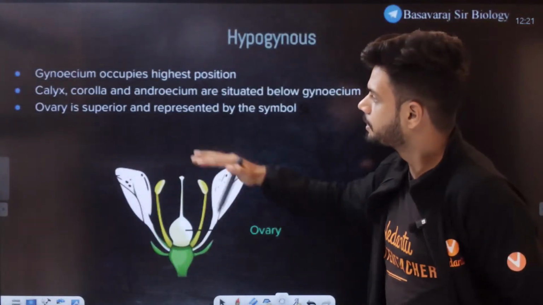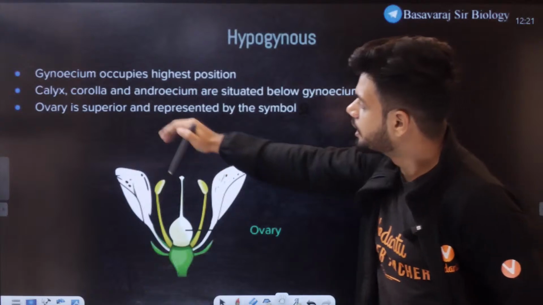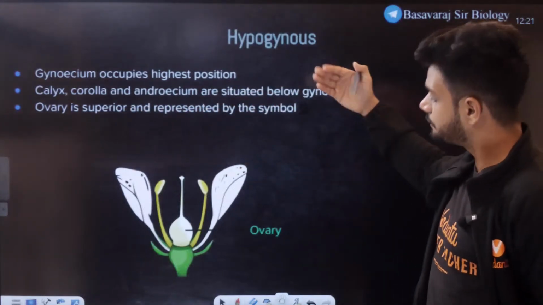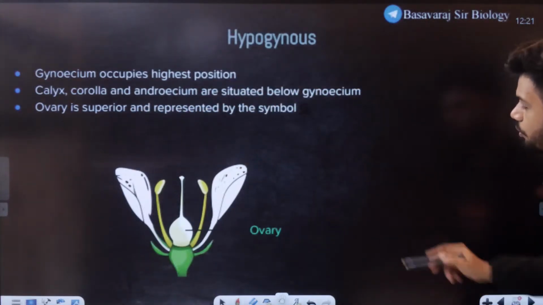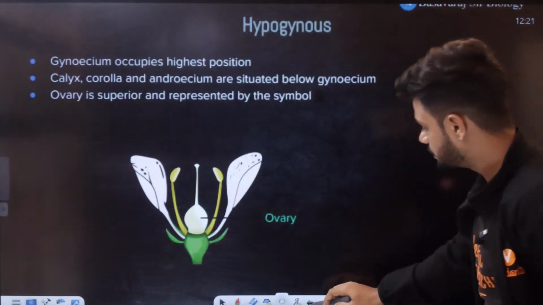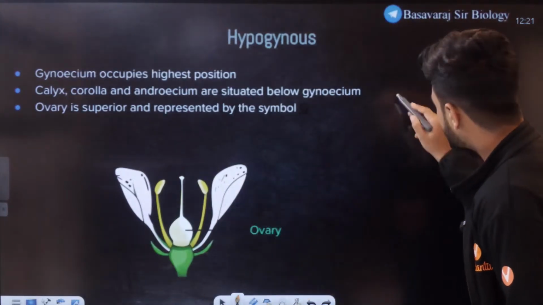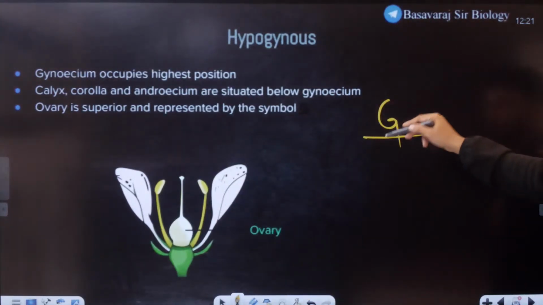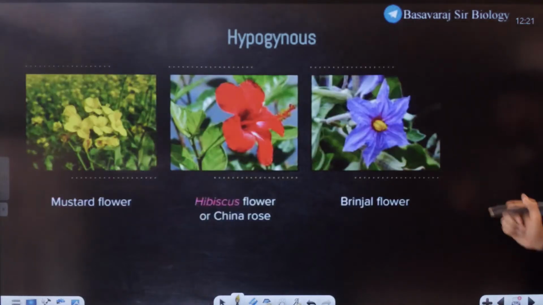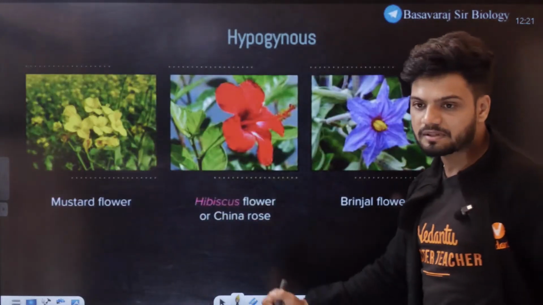Hypogynous condition. Gynoecium occupies the highest position. Calyx, corolla and androecium are situated below. Everything is below it. So the ovary is said to be superior here. The symbol is gynoecium at the top on the stage. Now, examples here. What is the example, students?